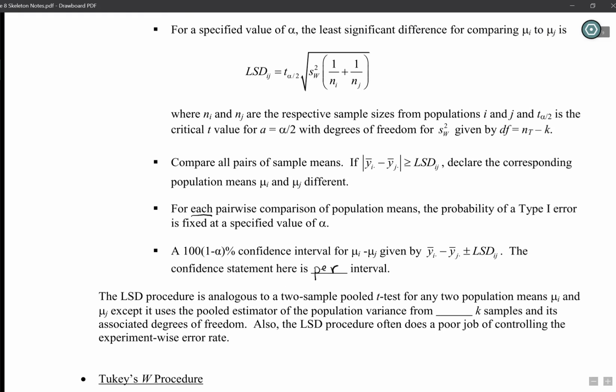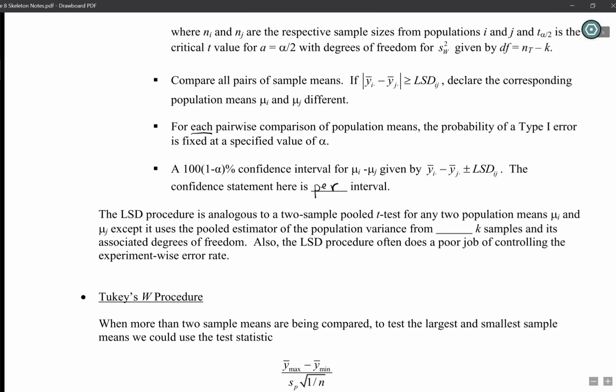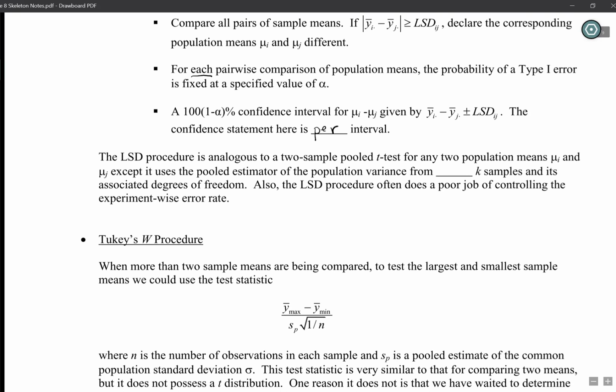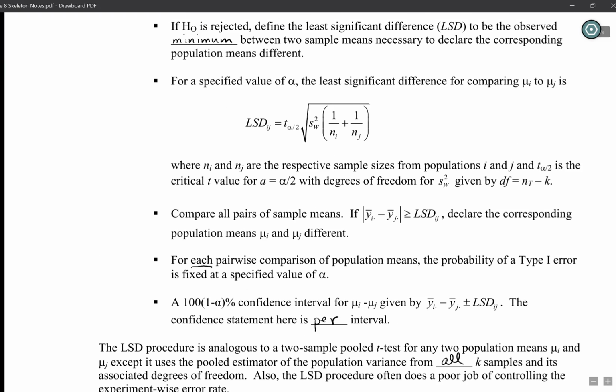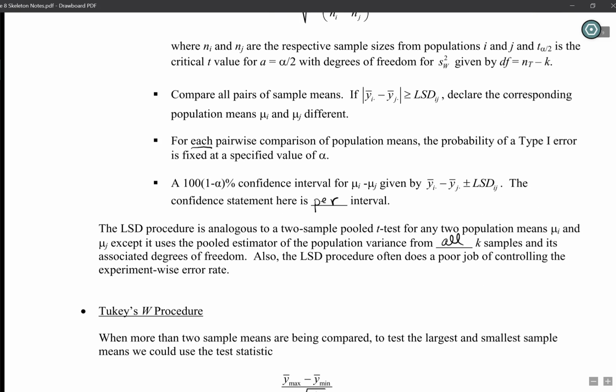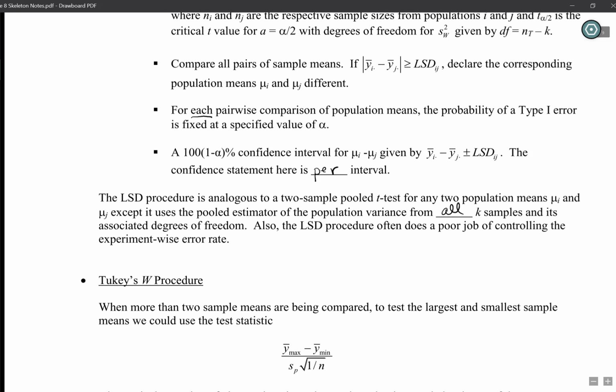And that's kind of what this looks like here, right? It kind of looks like the stuff from a pooled t-test, except what's different here is we use the pooled estimator of the population variance from all the samples. That's why we have this S_W squared instead of the S_P squared, and their associated degrees of freedom.